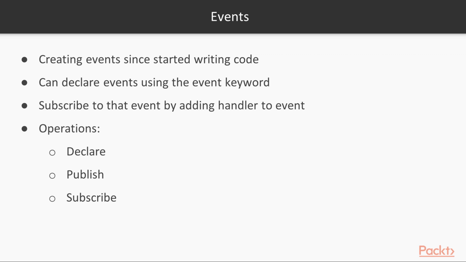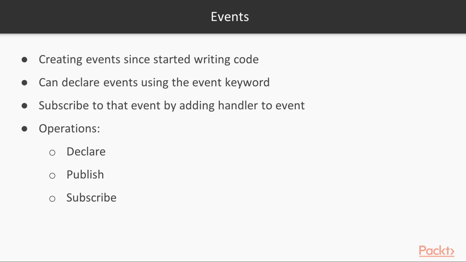Now we will look at the differences between events and observables. Being developers, we should all be quite familiar with events. Most developers have been creating events since we started writing code. In fact, if you have ever dropped a button control on a form and double-clicked the button to create the method that handles the click of the button, you have created an event. In .NET, we can declare events using the event keyword, publish to the event by invoking it, and subscribe to that event by adding a handler to the event.